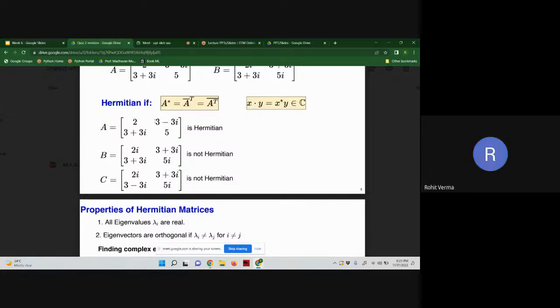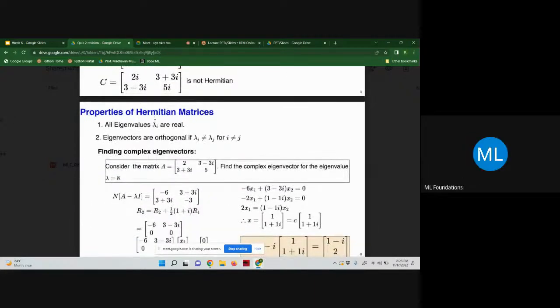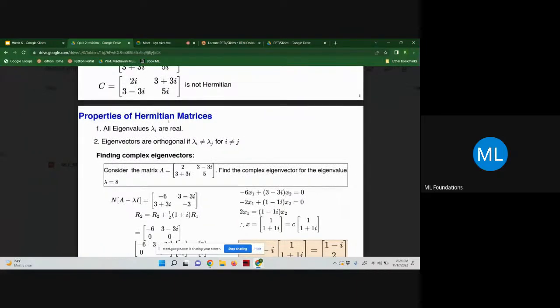Yes, sir. The other important property of the Hermitian matrix is that the eigenvalues are going to be real, and the eigenvectors are going to be orthogonal to each other. For two distinct eigenvalues, if lambda i is not equal to lambda j, then the eigenvectors corresponding to lambda i and lambda j are going to be orthogonal. Orthogonal means the inner product of those two vectors is equal to zero, or the angle between them is 90 degrees.